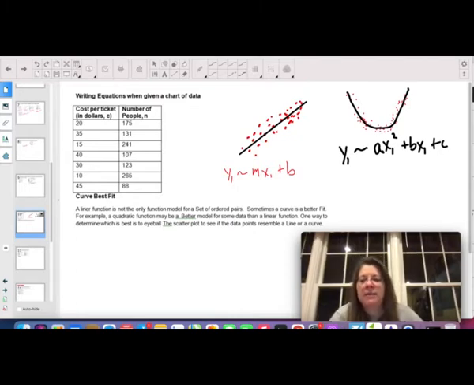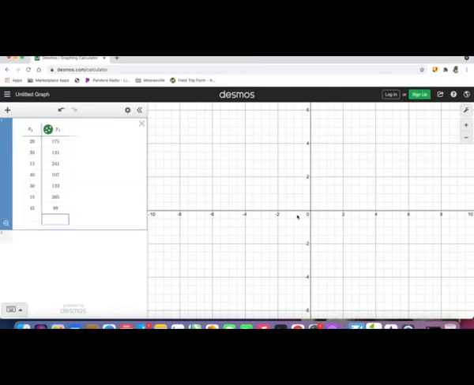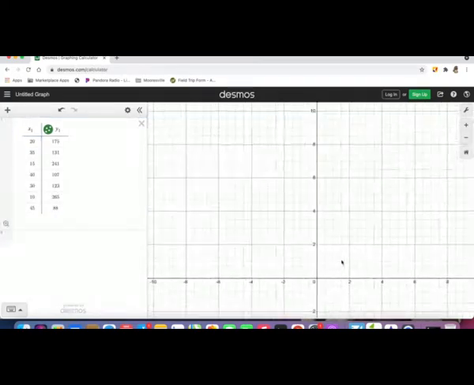So I'm going to go into Desmos, and we're going to put this data in, and we're going to determine which type of equation it would be, and which of these functions we would put in. Remember, when you're in Desmos, to get the table, you hit the plus button, go down to table, and that'll put a table in. I'm just going to put the information in, and after each one, I'm going to hit return.